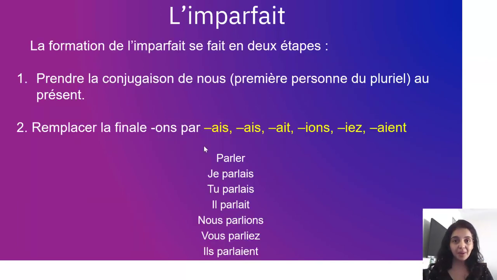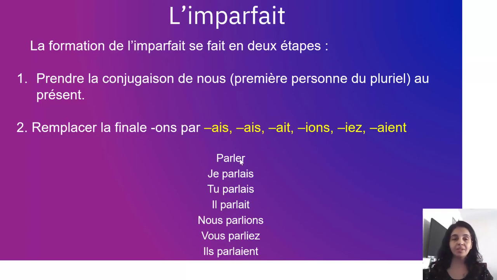Ok, so first of all, tout d'abord, on va parler de la formation. Comment conjuguer un verbe à l'imparfait? How to conjugate a verb in imparfait? Okay, so it's very simple. I've written it all here. First of all, we conjugate the verb to present tense and we take the conjugation with nous. Prendre la conjugaison de nous, première personne du pluriel, nous, au présent. Donc on prend ça et après on enlève ONS. We remove ONS and we add these terminaisons, these endings.